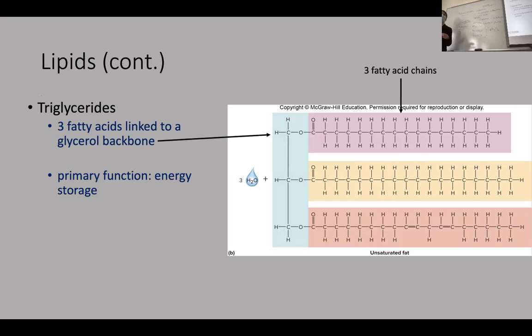Triglycerides. Now we have 3 fatty acid chains, hence the tri. 3 fatty acid chains. So same thing we just talked about, long chain of carbon with hydrogen coming off. So 3 of those attached to a glycerol backbone. So glycerol is what you really want to remember here. You want to remember the 3 fatty acids, but that's kind of easy. Glycerol backbone, you have 3 carbons. Off of each of those carbons is a fatty acid chain. Triglycerides are really important in energy storage in our body.